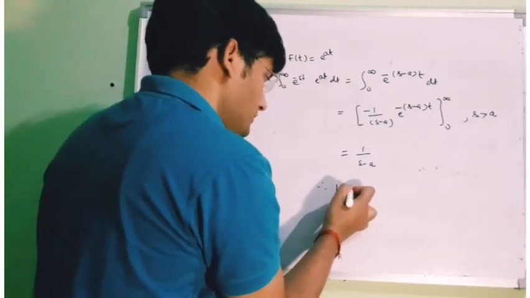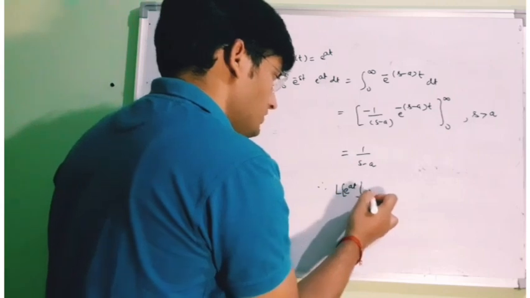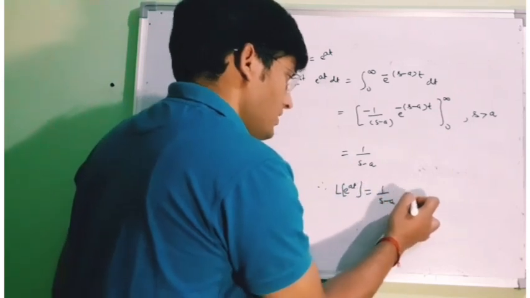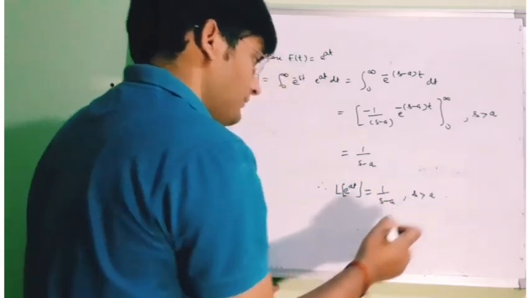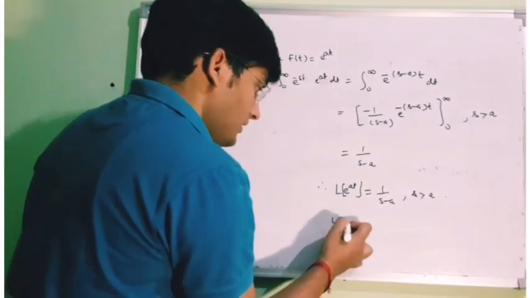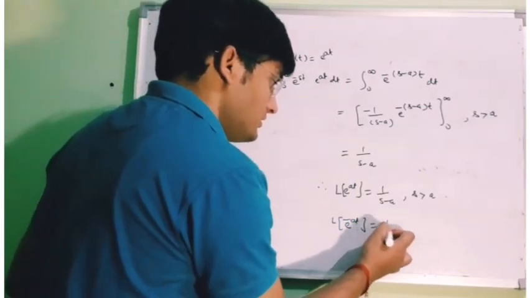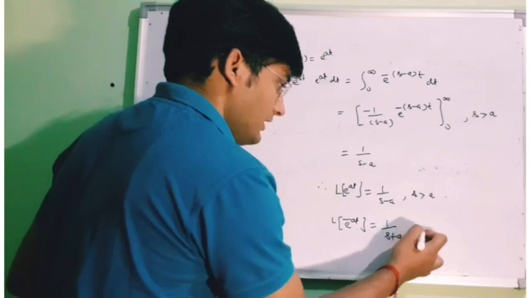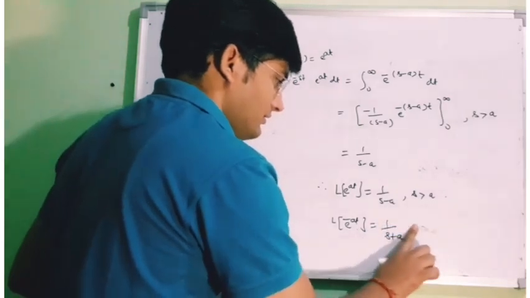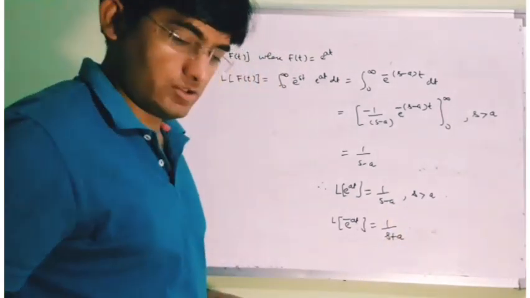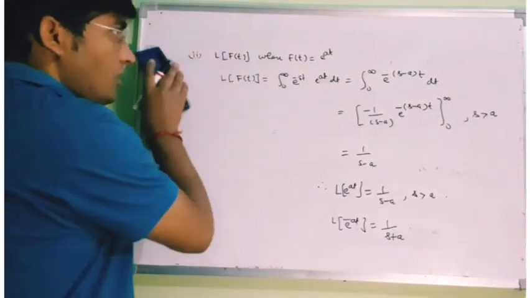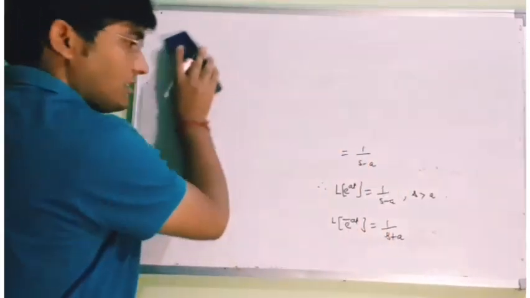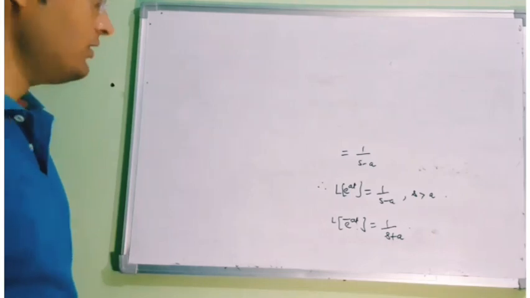Therefore, Laplace of e to the power at is equal to 1 upon s minus a whenever s is greater than a. Similarly, the Laplace of e to the power minus at is equal to 1 upon s plus a, and there is no need to write any condition on s. So this was the Laplace transformation of e to the power at.